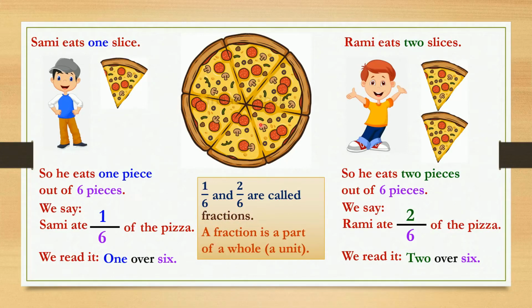So as a conclusion, we can deduce that a fraction is in fact a part of a whole or a part of a unit. The unit here, or the whole in this example, is this one pizza. And here the parts are the slices of the pizza. Sammy eats 1 slice out of 6 slices, and Rami eats 2 slices out of these 6 slices. And to represent these two quantities, we use another form of numbers called fractions.